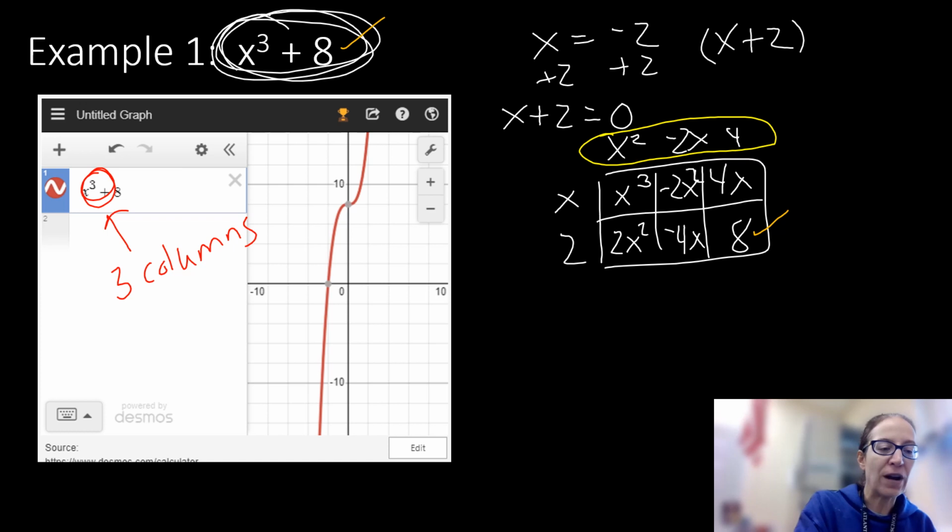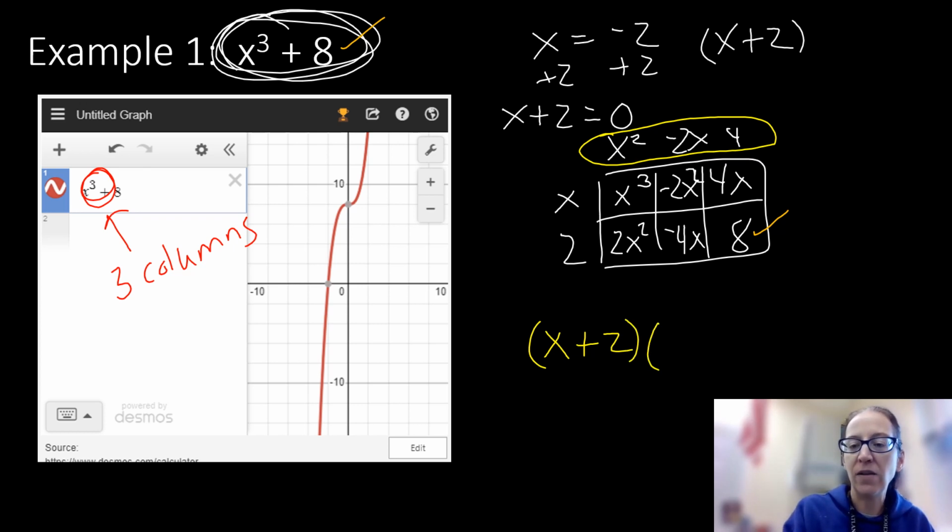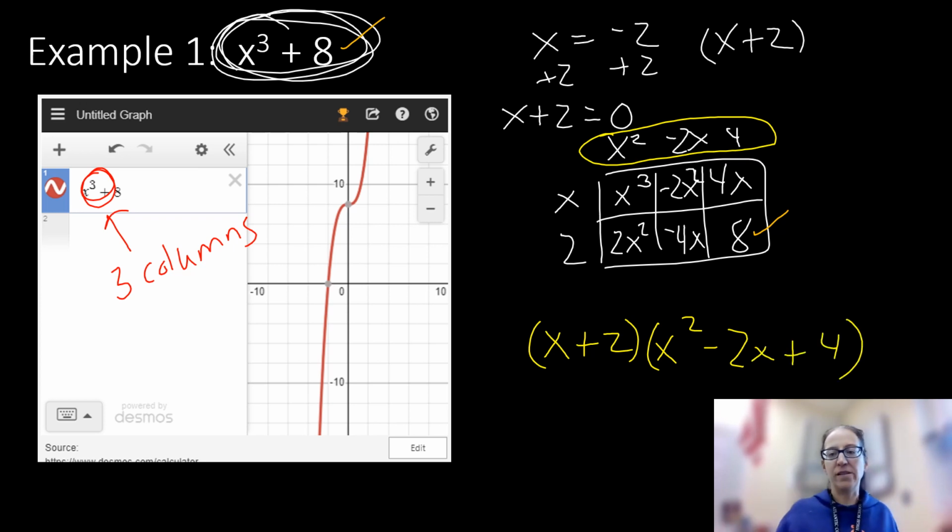Now, remember what the directions were. The directions were to factor. Well, we got one of the factors as being x plus 2, and the other factor is x squared minus 2x plus 4. And we're done. Ta-da! So what we have done is we have taken x to the third plus 8, and we have factored that into x plus 2, which is one factor, and x squared minus 2x plus 4, which is the other factor.